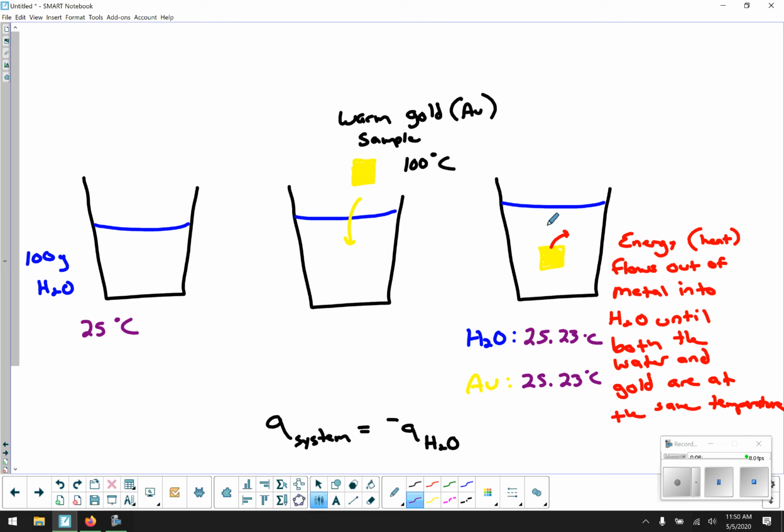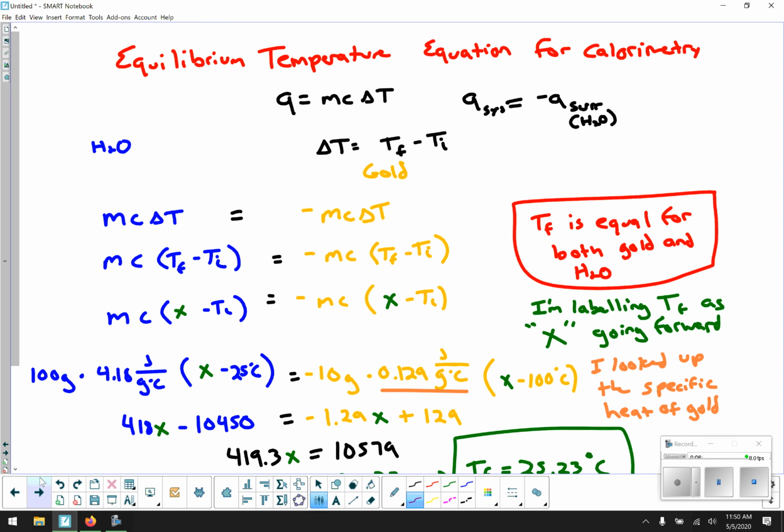If the gold happened to be really cold, the energy would flow in reverse, but we can't make or destroy energy. So all that energy has to be there. So if it's going out of the gold, it has to be going into the water. And the reason we have, again, it's insulated is because we're trying to trap it in there for as long as possible to get as accurate a measurement as possible. So Q of the system equals negative Q of the surroundings, Q just being heat in joules.